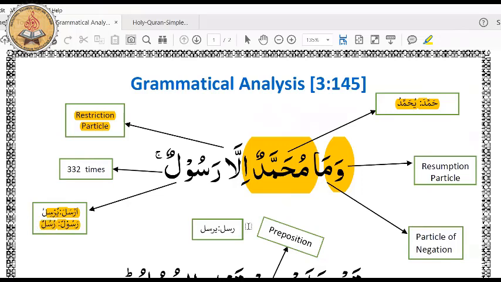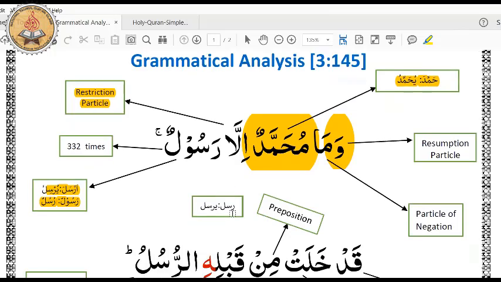So Wama Muhammadun illa Rasul, each and every word you should understand. There should be 3-4 levels, layers of meaning, in the structure. One is each letter, what is the meaning of each word. Wa ma Muhammadun illa Rasul, all five words, and then each word, which category does it belong to? That is the grammatical analysis.